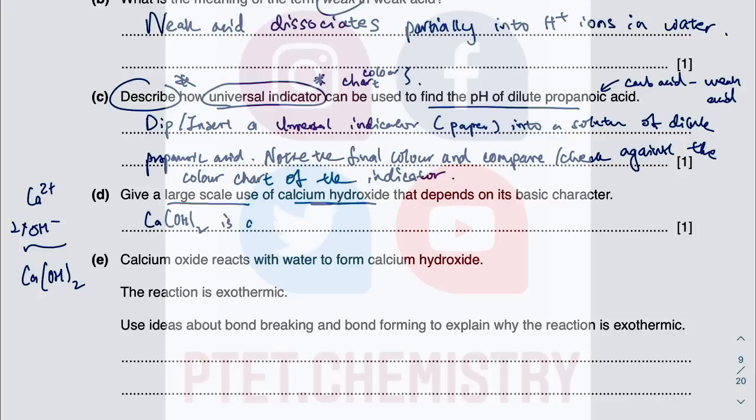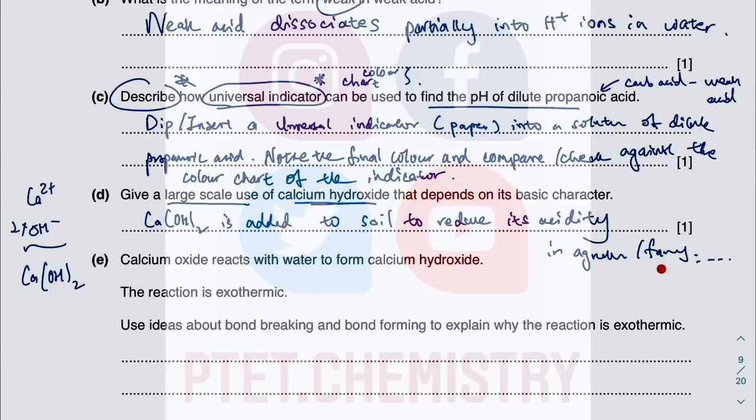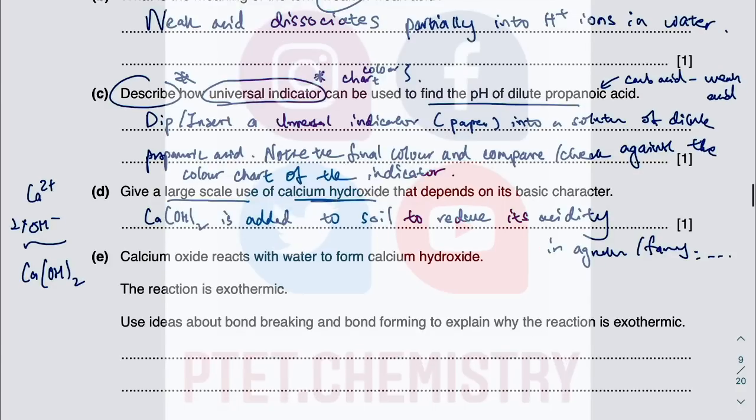It's added to soil to reduce soil acidity. When you think about fertilizers, a lot of the fertilizers can make the soil slightly acidic. So this is alkaline. It's added to soil to reduce acidity. So the use is in farming, in agriculture. But you've got to specify the use. This is where it is used, this is what it is used for. So you need to be aware of what is going on there.